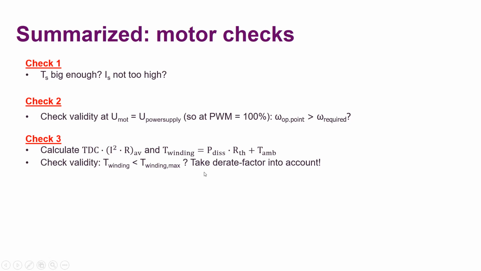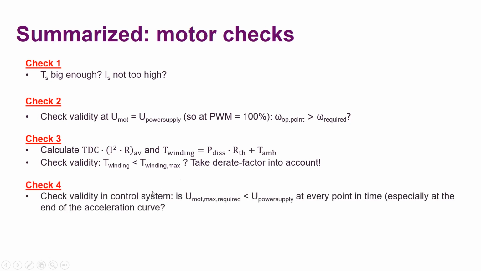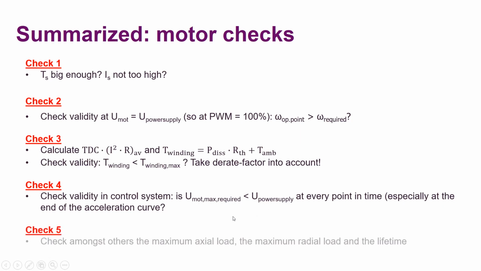That's really important. Check number 4, in the control system, your maximum motor voltage at all points in time should be lower than the maximum voltage the power supply can deliver. And check number 5, you should check the maximum axial load or the radial load, depending on your mechanism and the lifetime. And then you know whether or not you can use this motor.